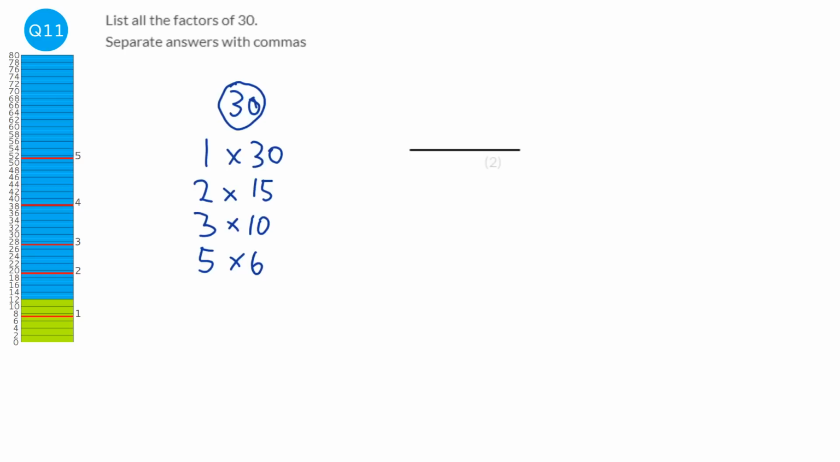So the factors are all the numbers that we've just written down, so it would be 1, 2, 3, 5, 6, 10, 15 and 30.